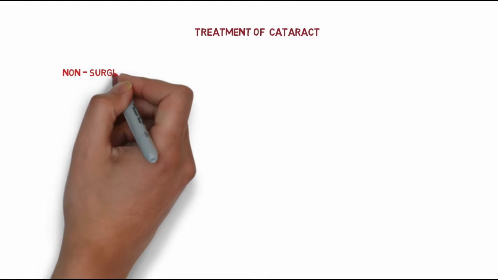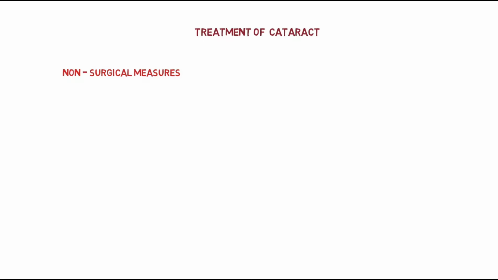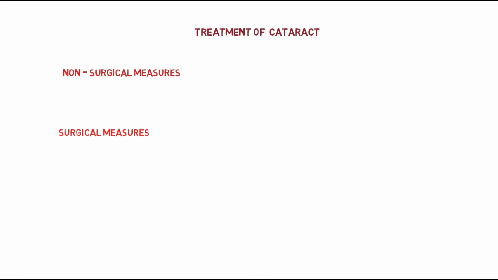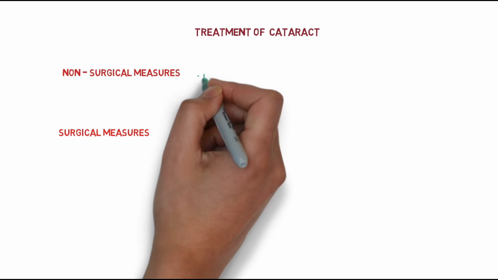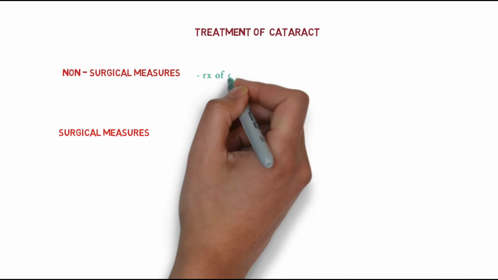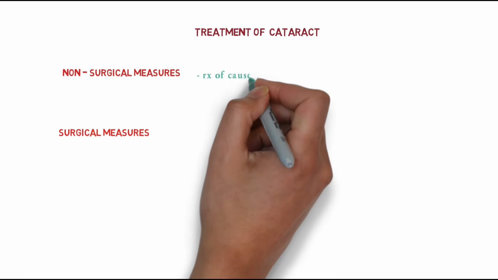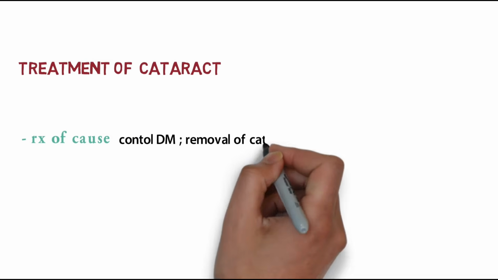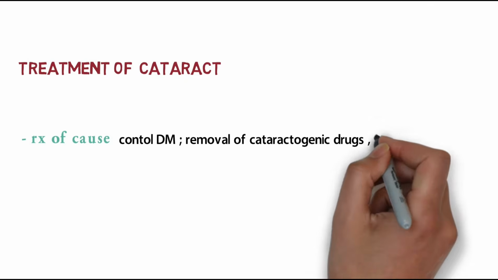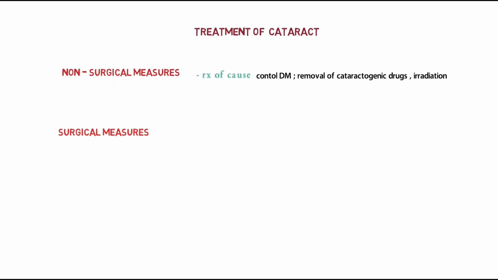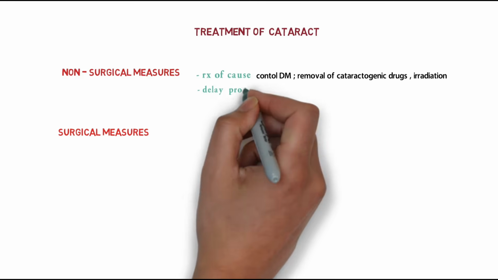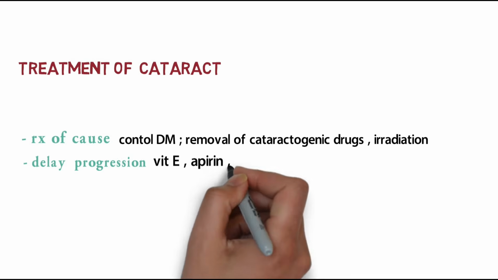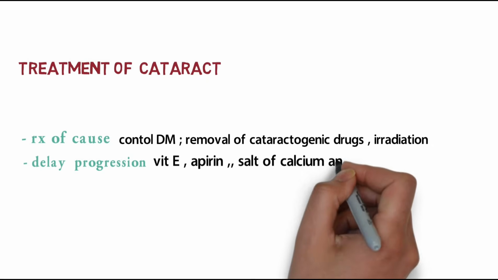Okay, so for management of cataracts in adults, we have two measures. The first one is non-surgical measures, while the other one is surgical measures. In non-surgical measures, we can delay the progression or might stop the progression by treating the cause. Examples are adequate control of diabetes mellitus, removal of cataractogenous drugs, or removal of irradiation. The second is measures to delay the progression, like giving vitamin E and aspirin. We can also use iodide salts of calcium and potassium.